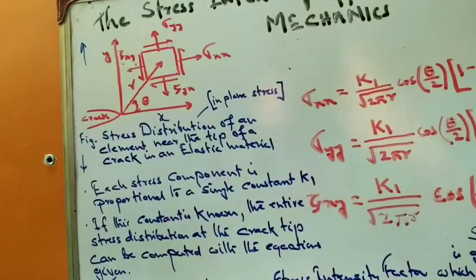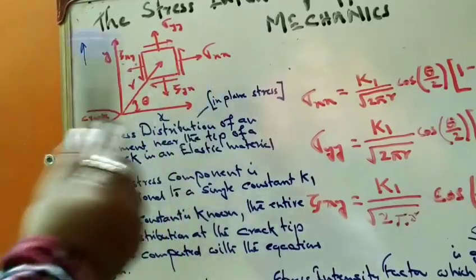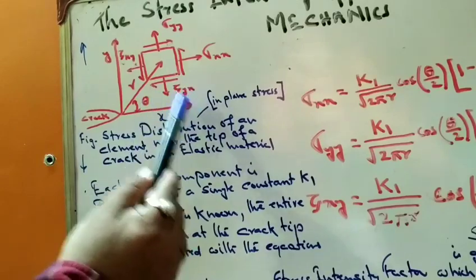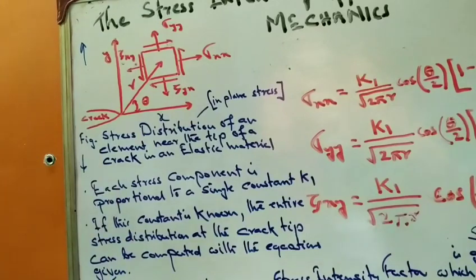It is shown. You could see the direct stresses sigma xx in both directions, sigma yy in both directions, and tau yx and tau xy, the shear stress components, in all the directions. So all the stresses are shown over here. Now the first thing we have to consider is that each stress component is proportional. If you want to find out the value of the stress, the value of the stresses is given in this format.